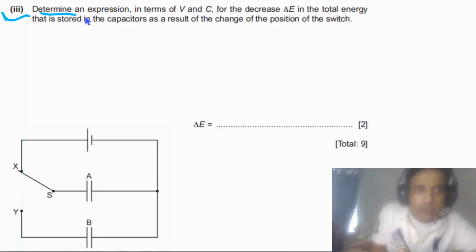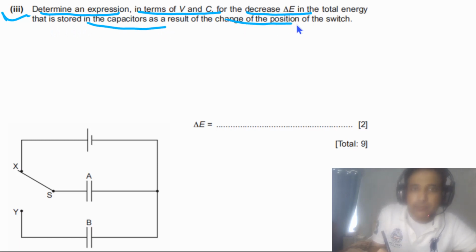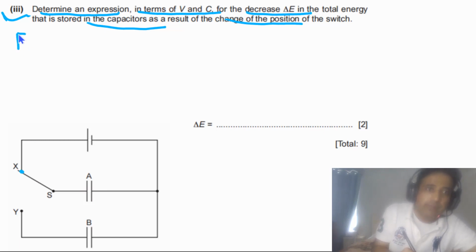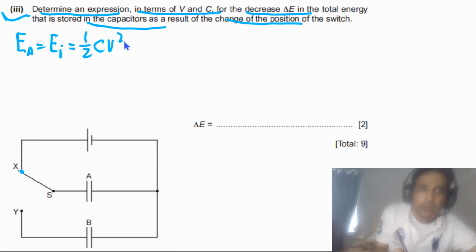Third part says determine an expression in terms of V and C for the decreased delta E in the total energy that is stored in the capacitors as a result of the change of the position of the switch. We have already discussed that initial energy is stored in the capacitor when switch is at position X. We have discussed this one, that EA, we can say in this case this is equal to EI. This is the initial energy stored in this capacitor, and this is equal to 1/2 CV square.